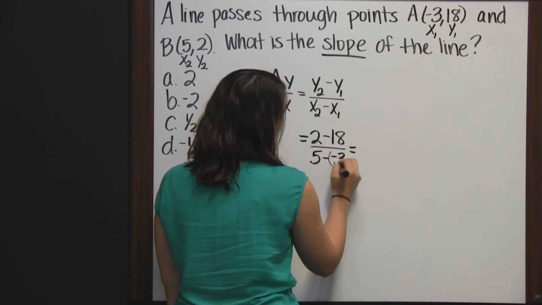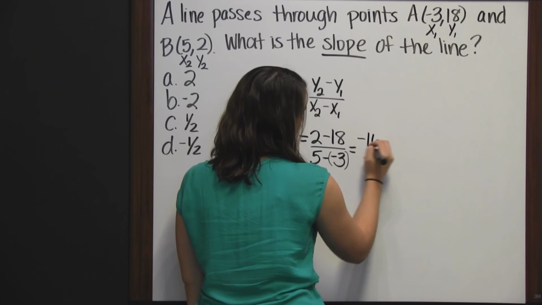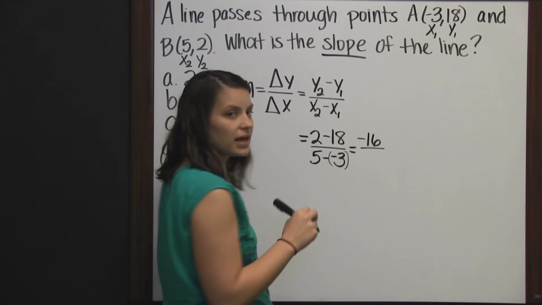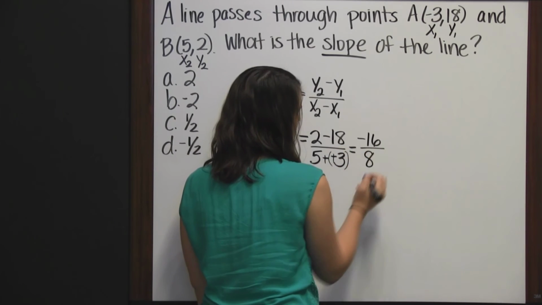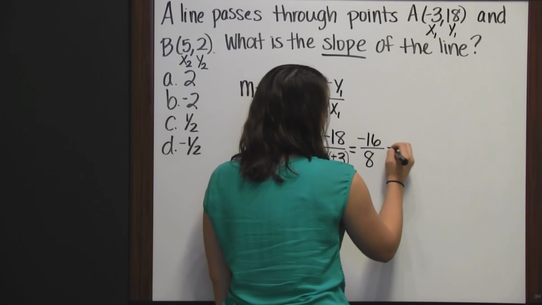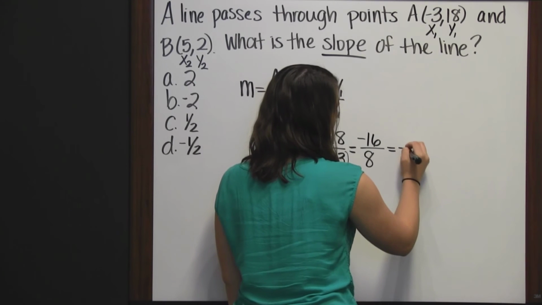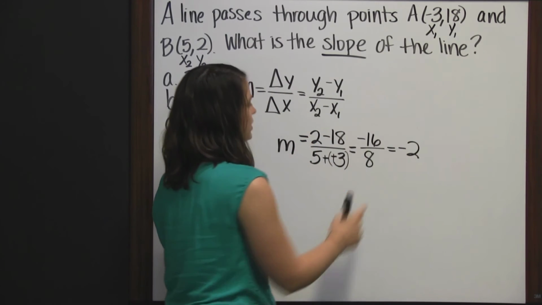And then we simplify. 2 minus 18 is negative 16, divided by 5 minus a negative 3. We can add the opposite, so that's just 8. And we can simplify that. Negative 16 divided by 8 is negative 2. So our slope is negative 2.